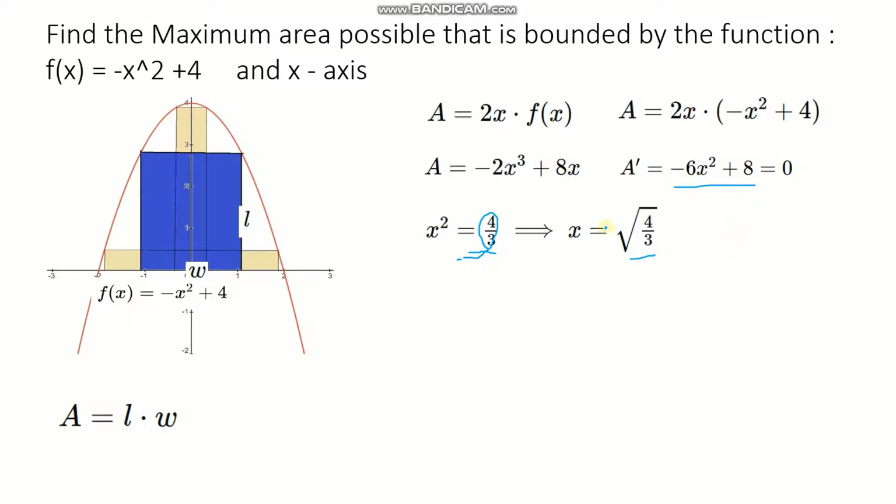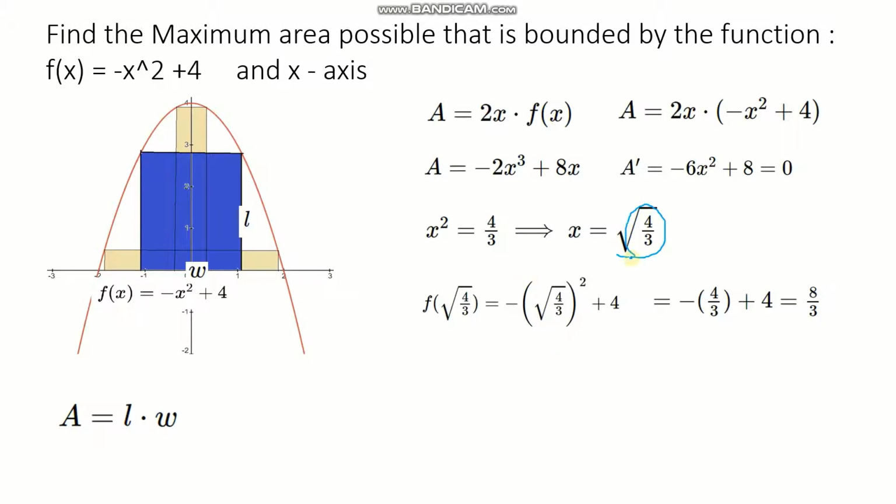So we keep this form for now. We already have the value of x, which is represented by the width. So we need to find the length, represented by f of x. So we need to substitute the value of x in our function. Our function is negative x squared plus 4, the same as f of square root of 4 over 3 equals negative square root of 4 over 3, squared, plus 4. So the radical cancels, we have negative 4 over 3 plus 4, and 4 is the same as 12 over 3, and negative 4 plus 12 is 8 over 3.